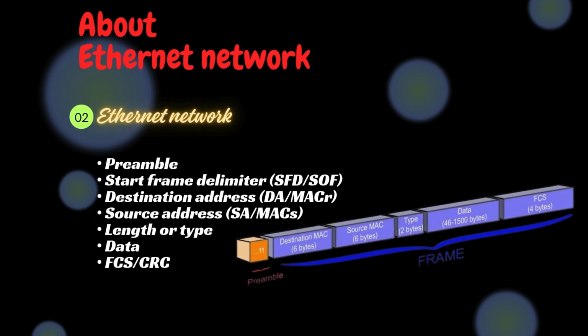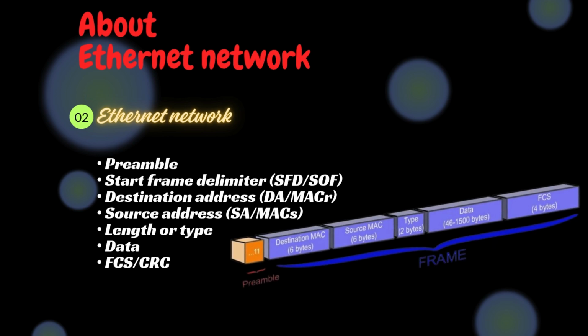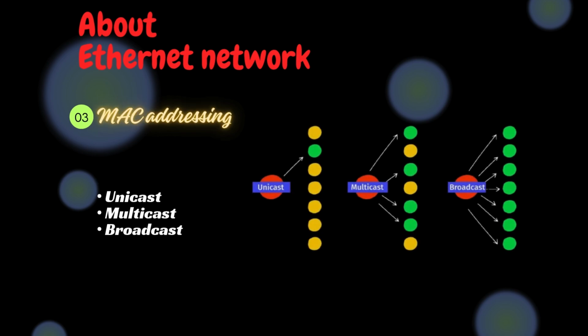An Ethernet frame begins with a preamble, a sequence that helps devices synchronize. Next comes the start frame delimiter, which marks the beginning of the actual frame. Then the destination address identifies the receiver, and the source address shows who sent the frame. The length or type field tells us either the size of the data or the protocol used. After that comes the data itself, the message being sent. Finally, the FCS, also called CRC, checks for errors to ensure data integrity.